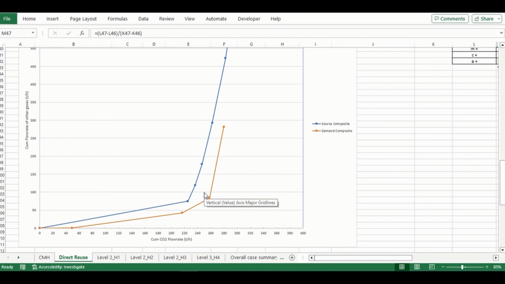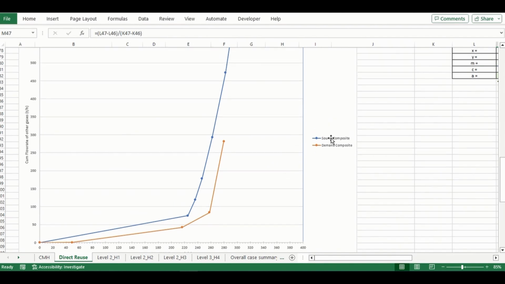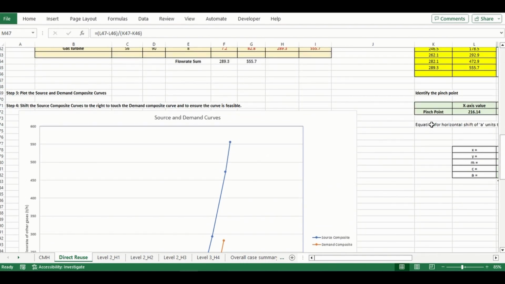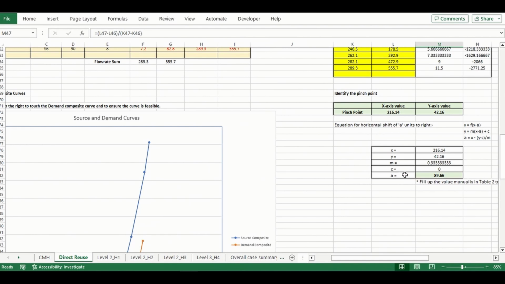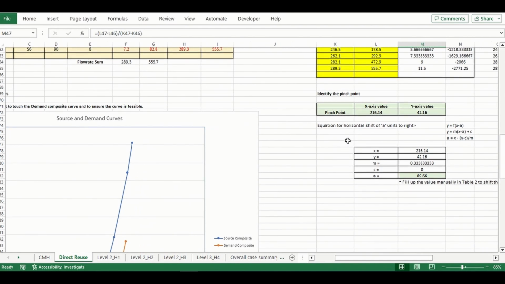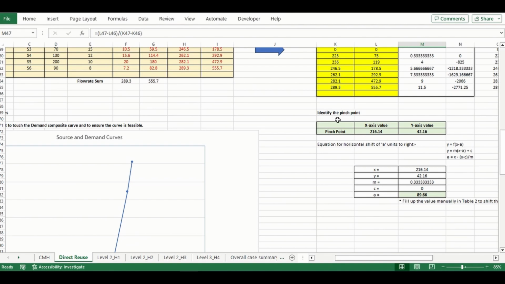For our carbon pinch analysis using modified source and demand curves, we'll be touching the source and demand composite curves at 0. So we need to perform a horizontal shift of the source composite curve so that it touches at point 0. It can be done manually, but for this case, we have developed a method to identify the location where we need to shift. Basically, we first identify the pinch point, then substitute the values into the table. So for the first case, identify the pinch point.